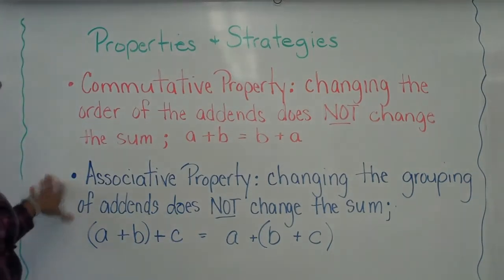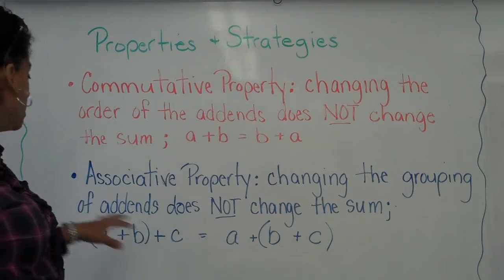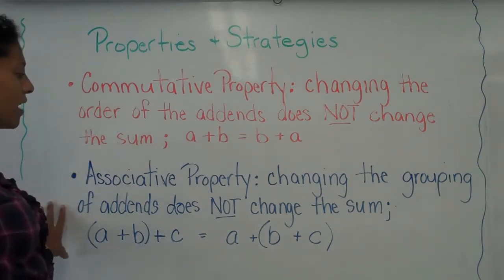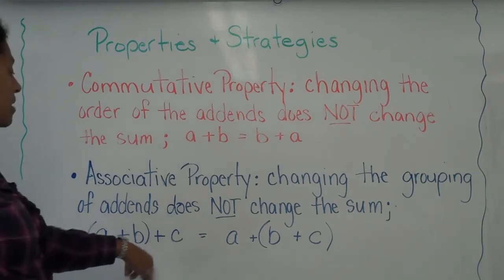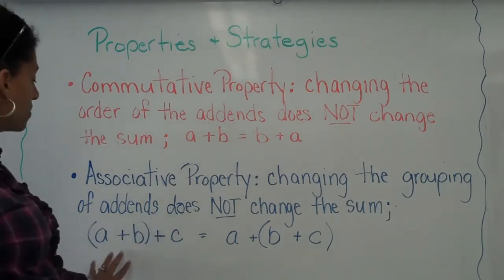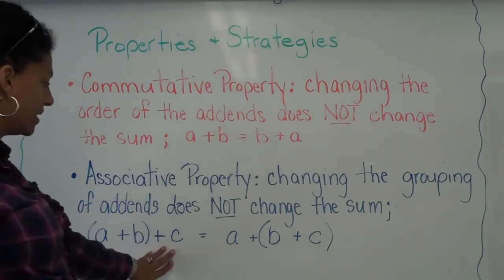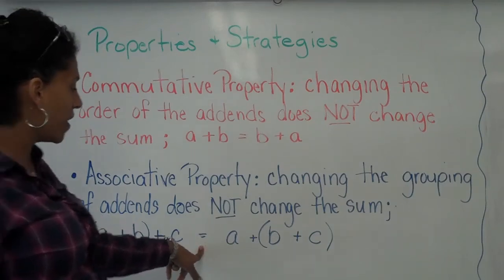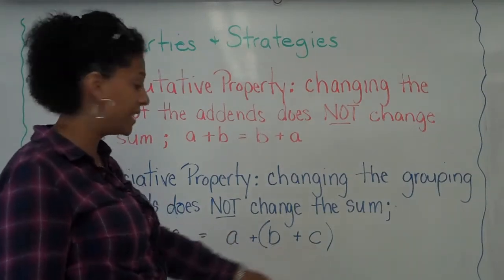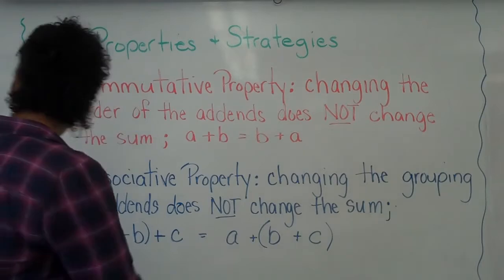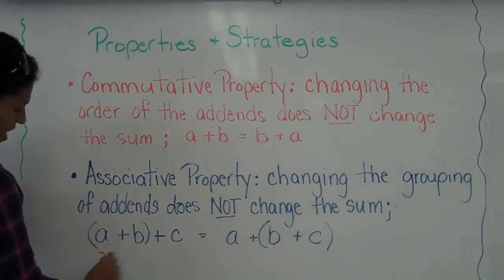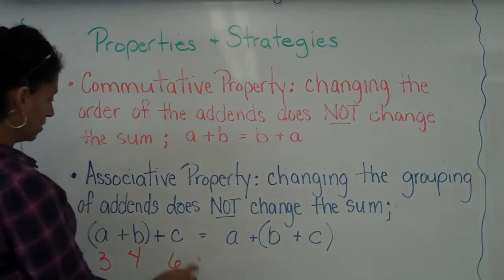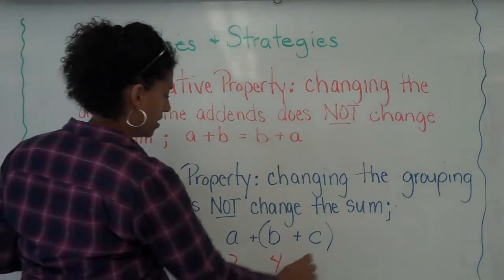Same thing here for addition. The associative property tells me I can change the grouping of the addends, very similar to this, and it doesn't change the sum. So I could have A plus B in parentheses grouped together, meaning I would do that first, plus C, which is the same as doing B plus C first, and then adding A. So watch what I do. I'm going to plug in some numbers here. If I did 3, 4, and 6, I want to do the same numbers here.